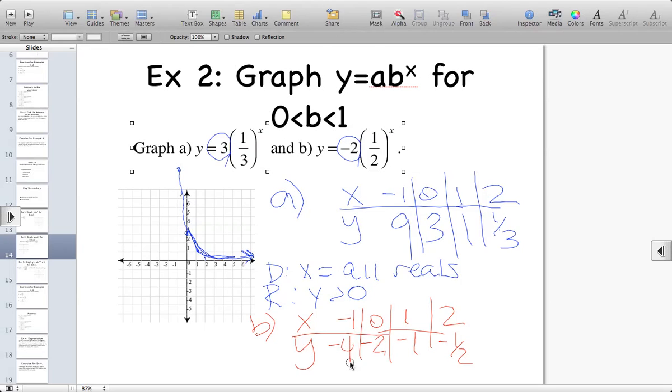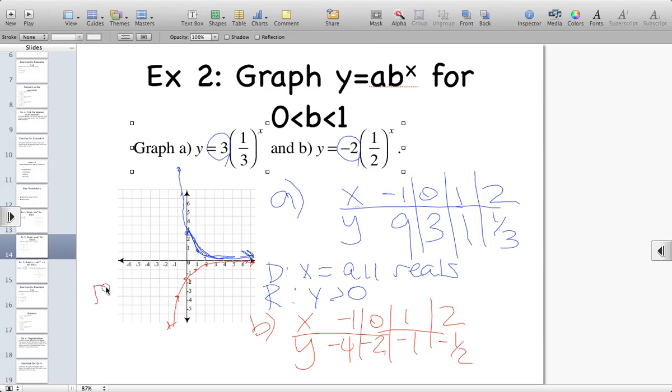All right, let's graph those values. So -1, -4, 0, -2, 1, -1, and 2, -1/2. And if we were to keep going, we would notice that we are gradually getting closer to that y equaling 0, but never quite reaching it. So we're going to get closer and closer and closer, but we're never actually going to touch it.